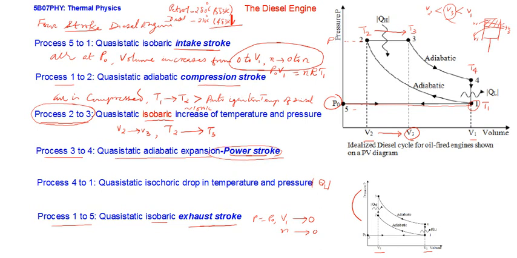What we have explained is the air standard diesel cycle. It's always good that you compare its working with the working of a gasoline engine and note the differences. As I already mentioned, the major difference is in process 2 to 3. Whereas it was a quasi-static isochoric increase of temperature and pressure on combustion in the case of the gasoline engine, here it is an isobaric combustion that happens in the case of the diesel engine.